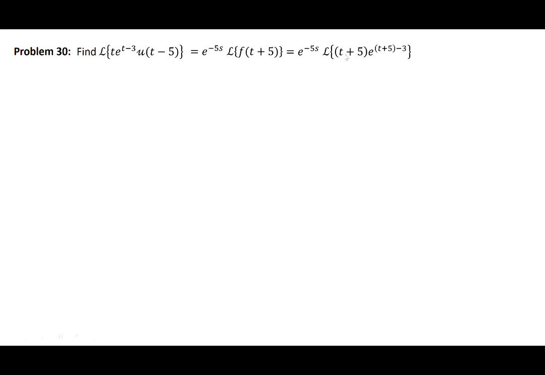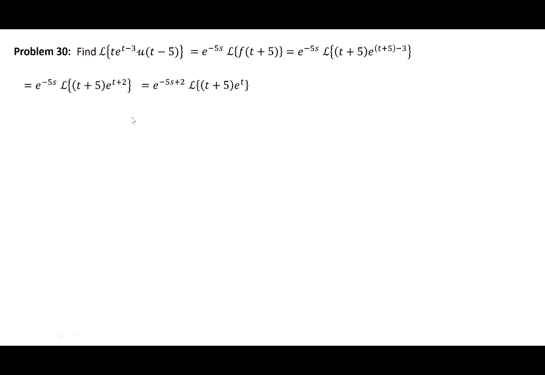Replace t with a t plus 5, and that becomes t plus 5 e to the t plus 2. Okay. How do we find the Laplace of t plus 5 times e to the t plus 2? Any ideas? E to the t plus 2, can we write that as e to the t times e square? And e square is just a constant. Can we pull a constant multiple outside of a Laplace? So do that.